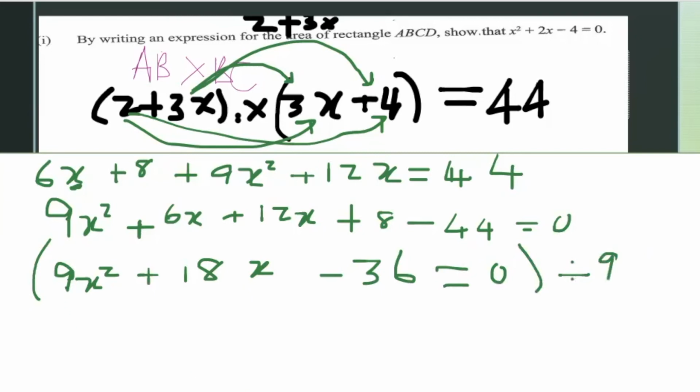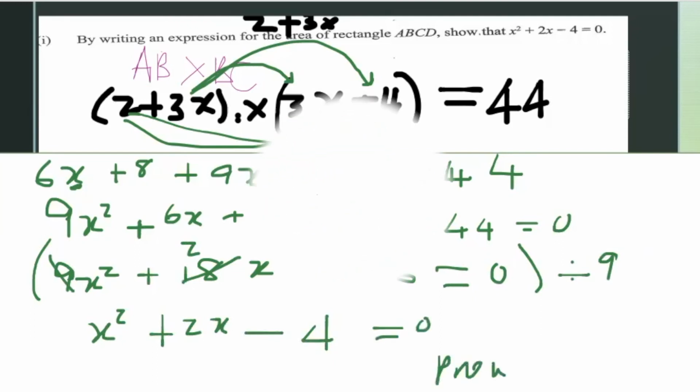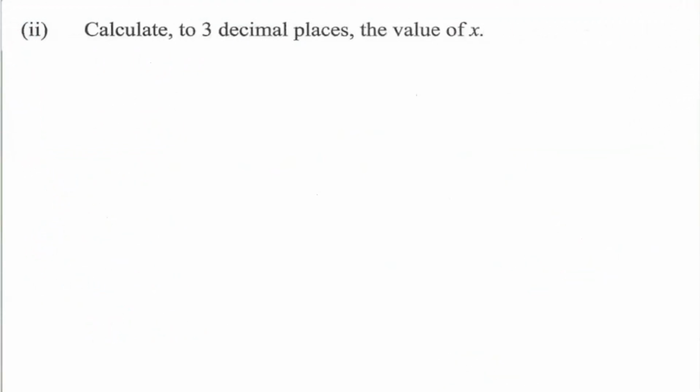Now all of this is divisible by 9. So divided by 9, 9 into 9 goes 1 time, so this is x squared. 9 into 18 goes 2 times, so I'll have plus 2x. And 9 into 36 goes 4 times, so I have minus 4 equal 0. Therefore, I've proven. Calculate to 3 decimal places the value of x. So here I have x squared plus 2x minus 4 equals 0.